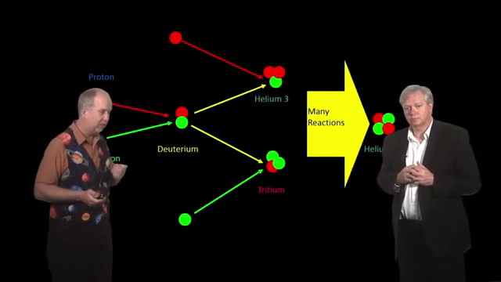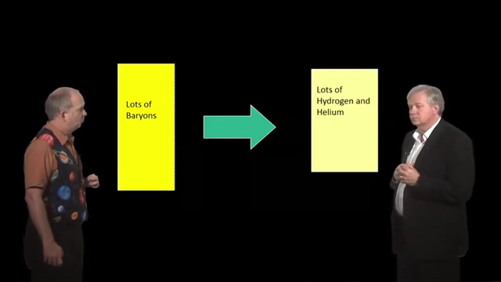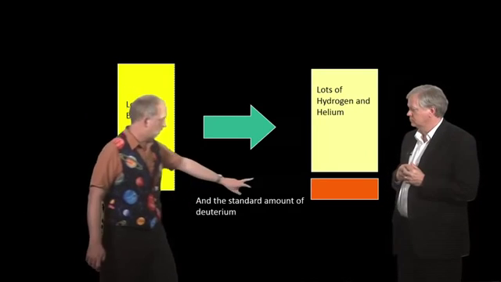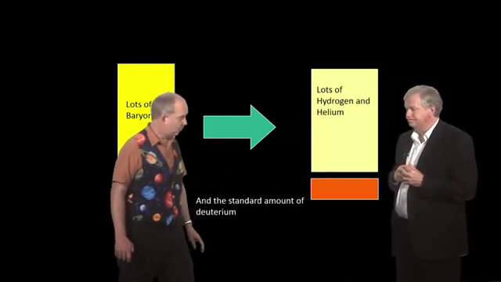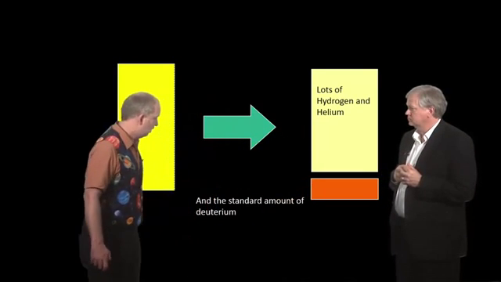And that's a very interesting sort of measurement stick. So the idea is, let's say you had a universe which had lots of baryons, being protons, neutrons, anything like us, to begin with. And they're going to go through this nucleosynthesis stage, and they're going to turn into hydrogen and helium, and the standard amount of deuterium. Yep. Okay, so you're going to get a particular ratio. In this case, it's going to be a lot of hydrogen and helium to only a little amount of deuterium.